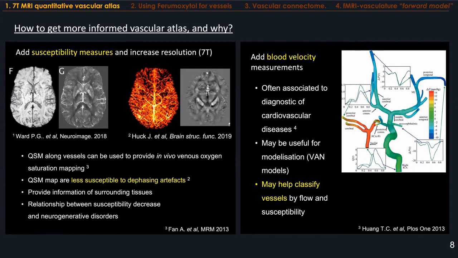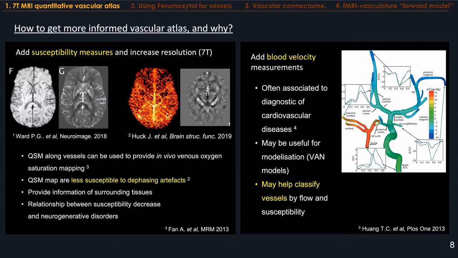We also wanted to add blood velocity to our atlas. To this end, we use a quantitative phase contrast acquisition. Blood velocity, you will see in this presentation, is not really used for now, but it's planned to be included in our models in the last project at some point. It might be useful for modelization. For example, in Vanmodels at the microstructure level, they use blood flow in their models, and having this information could be very informative. And more importantly for us, it may help to classify vessels.